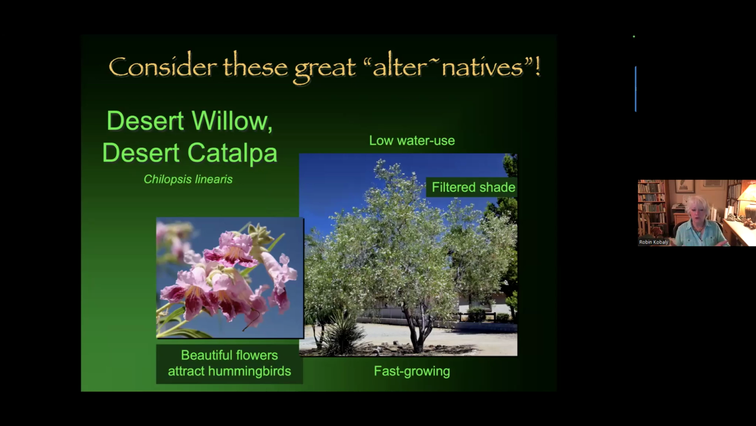It has these beautiful orchid-like flowers, like the catalpa family has. And those flowers attract hummingbirds. So besides it being a beautiful tree, you get to see the hummingbirds with it as well. Really nice tree, and it's very sculptural as well in age.